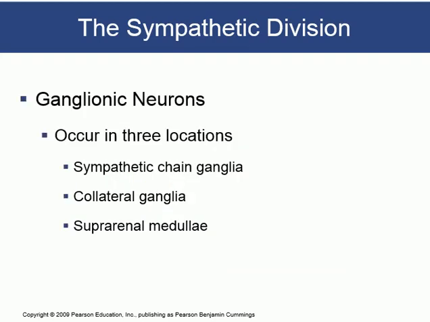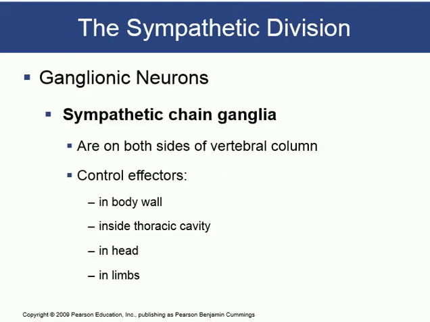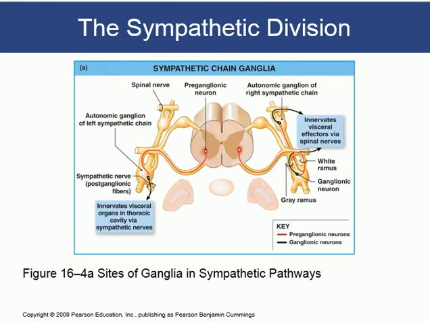So we have sympathetic chain, we have collateral, we have suprarenal. The sympathetic chain will give innervation to the body wall, inside the thoracic cavity, in head and limb. And this is the sympathetic chain ganglia.